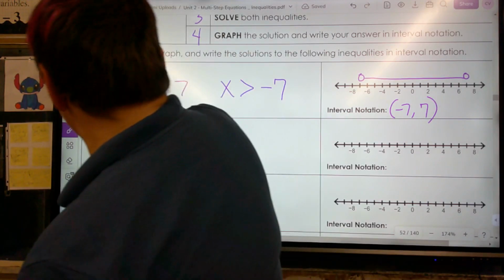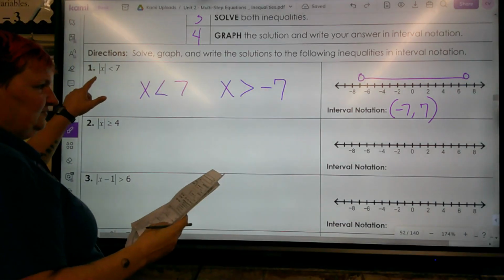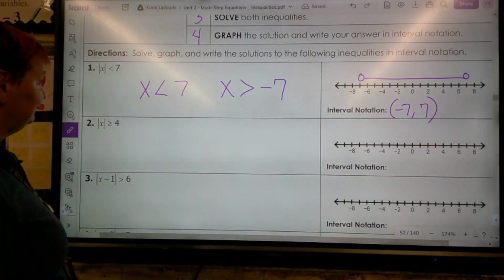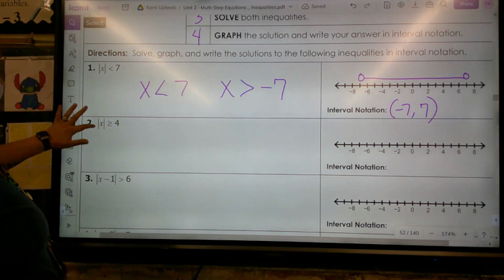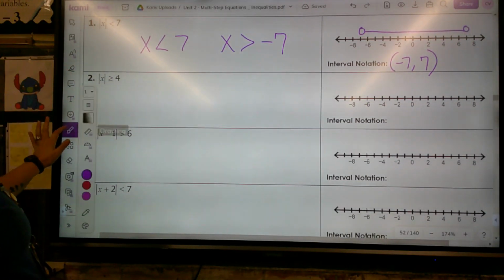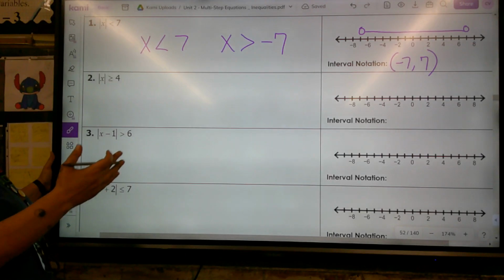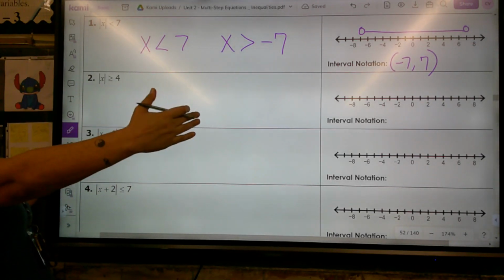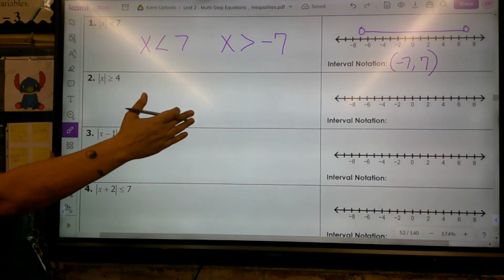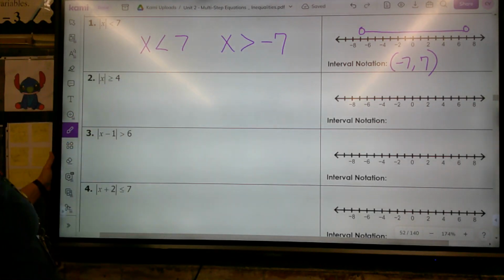Because the original was less than, then it was going to be an and. This one's a greater than or equal, so it's going to be an or. So that means when you graph it, it should have two separate lines, two arrows, not a line segment. An and creates a line segment, one line.